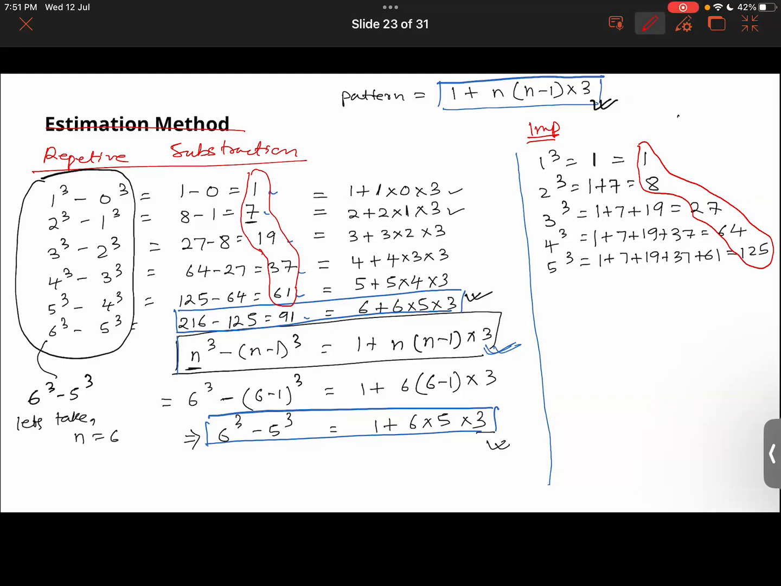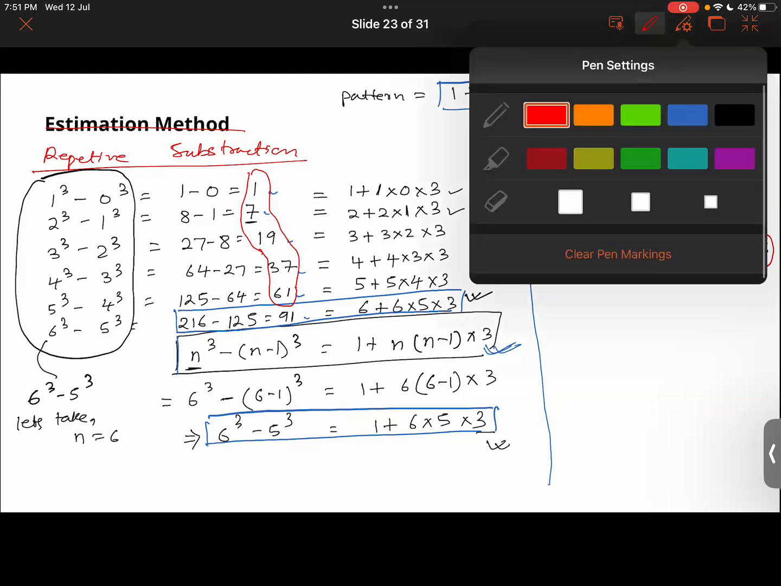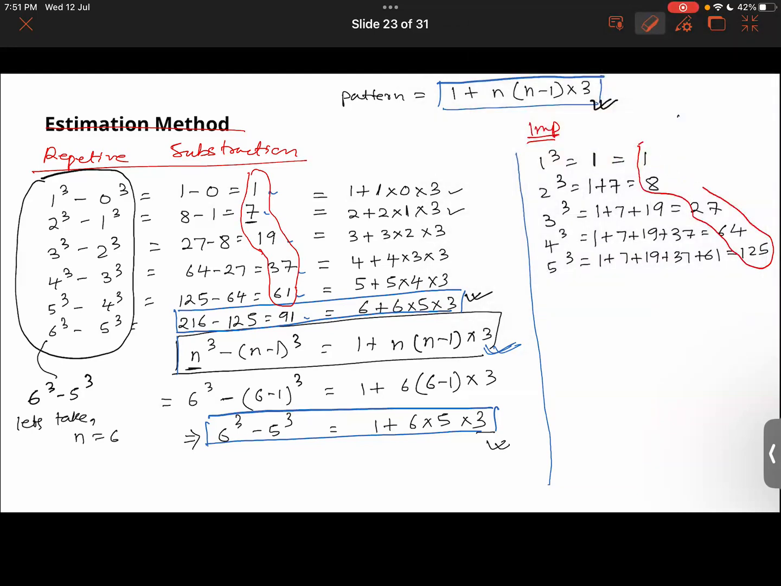Just give me a minute. I actually needed to underline this one, not this one. Give me a moment. Okay, guys, I was talking about these numbers: this 7, this 19, this 37, and 61. This is what I have highlighted here.